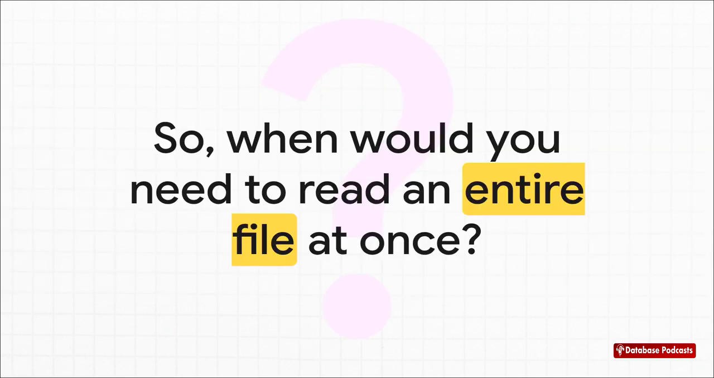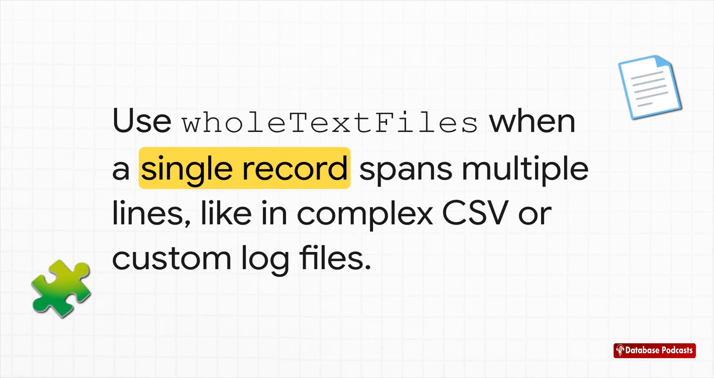And that probably makes you wonder, right? Why on earth would you ever need to read an entire file into memory as one single record? When is that actually useful? Well, you pull out wholeTextFiles when you're in a tricky situation where a single logical record in your data actually spans multiple lines. Think about a complex CSV file where one of the fields has a new line character inside it. Or maybe you have custom log files where a single event is written out across several lines. In those cases, textFile would totally break your records, but wholeTextFiles keeps them perfectly intact so you can parse them correctly.